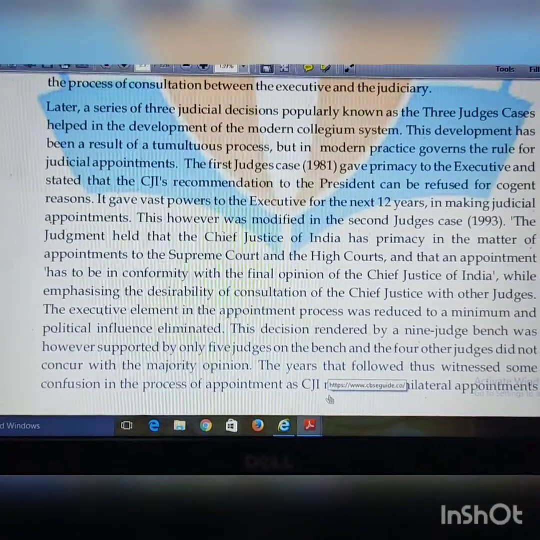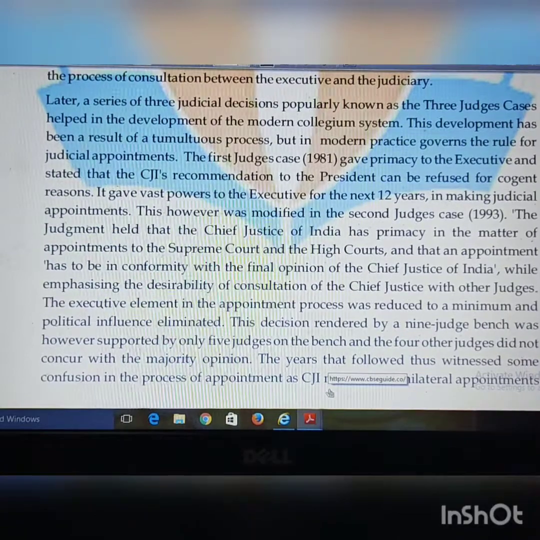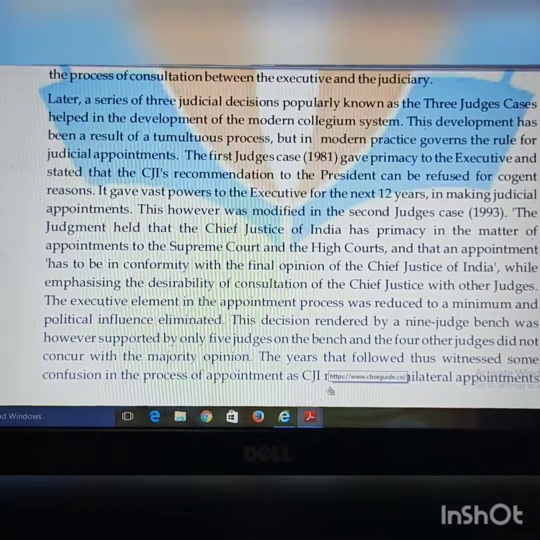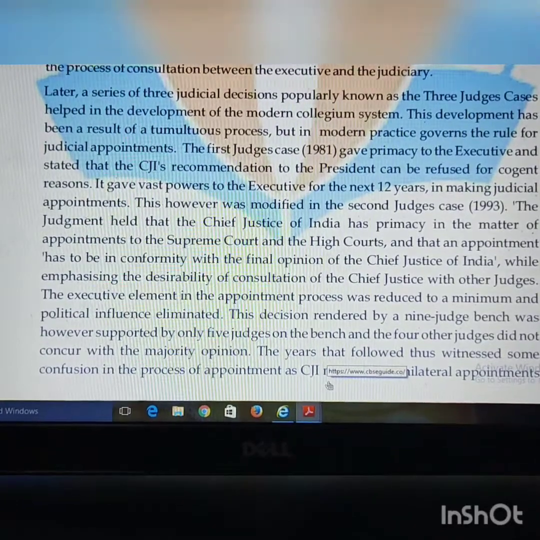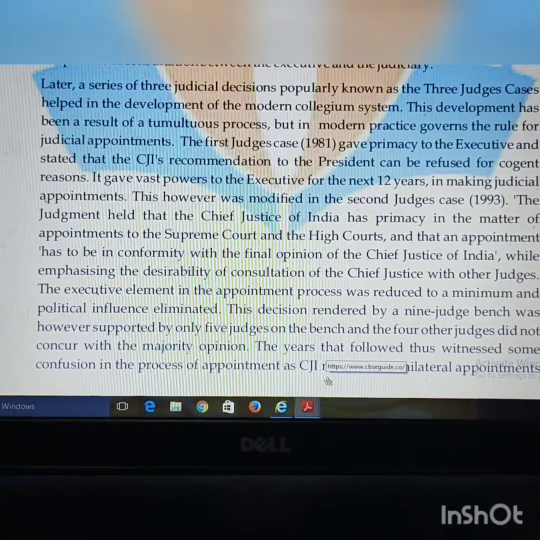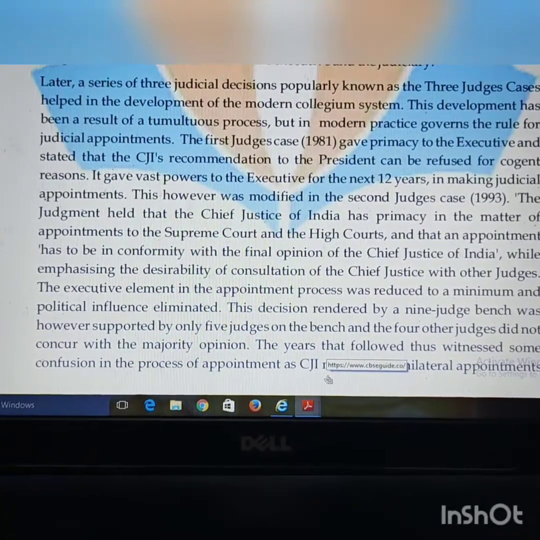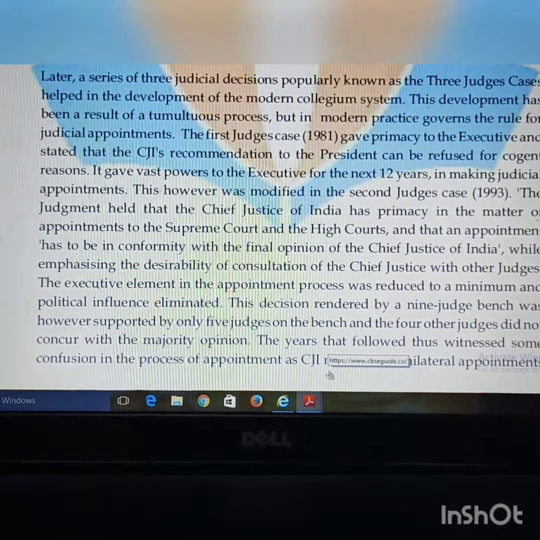appoint the judges. This, however, was modified in the second judges case. The judgment held that the Chief Justice of India has primacy in the matter of appointments to the Supreme Court and High Courts, and that an appointment has to be in conformity with the final opinion of the CJI, while emphasizing the desirability of consultation of the CJ with other judges.